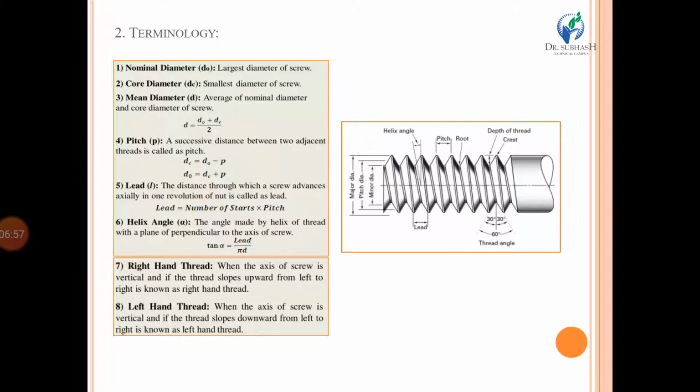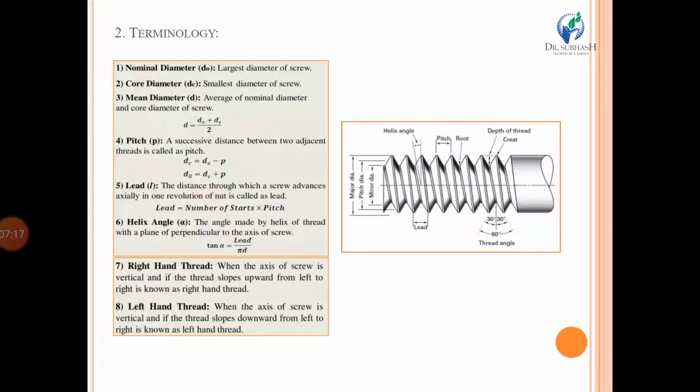Then after, helix angle is simply the angle made by the helices of the thread, or even the flanks of the thread, with the vertical plane. That is the helix angle. And the mathematical relation to calculate the helix angle is tan alpha is equal to lead upon pi d.